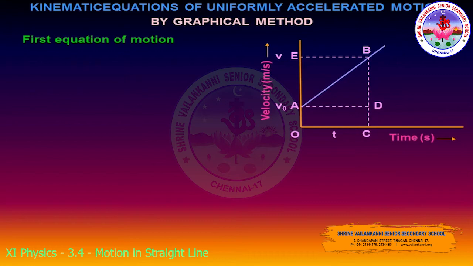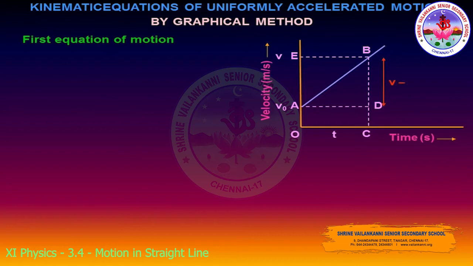Its velocity-time graph is what? A straight line. So we have taken here OA and CD. That value is V naught, the initial velocity. See the diagram carefully. And OE, and CB, which is equal to the final velocity. And we have taken here OC, which is equal to time, right?